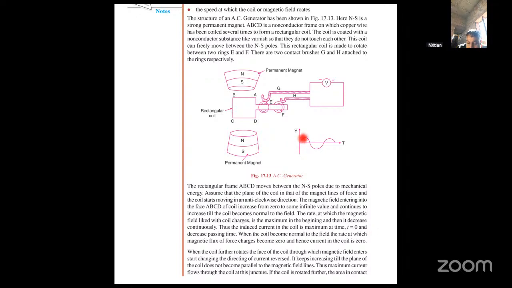Everyone please pay attention. It means that when the magnetic field is moving, it is at peak, then it reduces to 0, then becomes 0, then at peak in the downwards direction, then reduces to 0, then 0, then increases in the upward direction, then reduces to 0. So this is how the current flows in an AC generator.